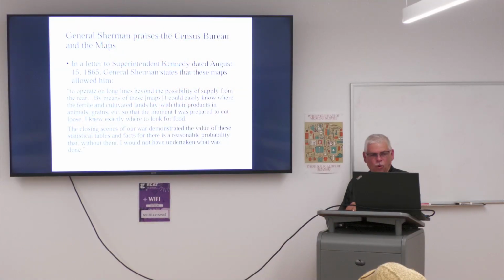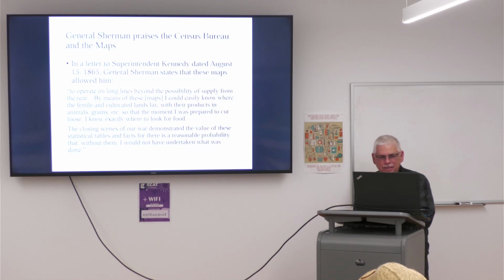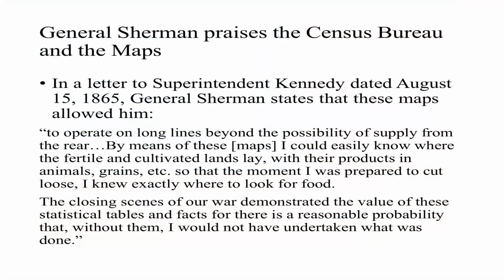And after the war was over, he sent this letter, and actually got it published in newspapers, because he wanted to show his appreciation of the Census Bureau. What he said was, to operate along lines beyond the possibility of supply from the rear, by means of these maps, I could easily know where the fertile and cultivated lands lay, with their products and animals, grains, etc. So the moment I was prepared to cut loose, I knew exactly where to look. Yeah.